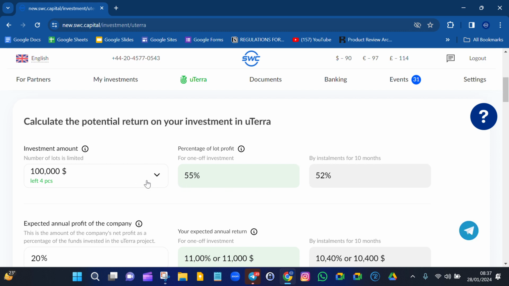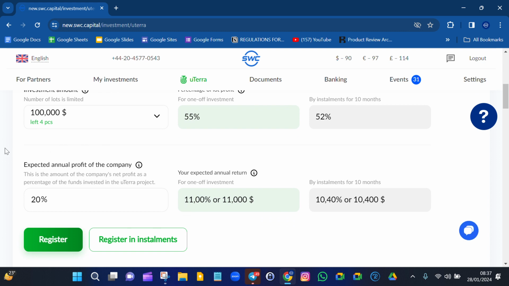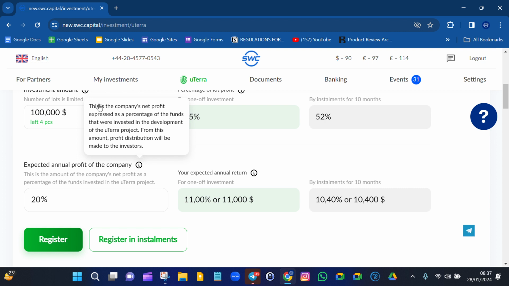Now let's use this as an example. You see the company is expected to pay 20% of profit back to investors. Now what is that 20%? 20% is the company's net profit expressed as a percentage of the funds that were invested in the development of the project. From this amount, profit distribution will be made. That means when you are investing, say for example $100,000, just know that 20% of $100,000 is what the company is expecting to pay as profit to people in this investment category of $100,000.